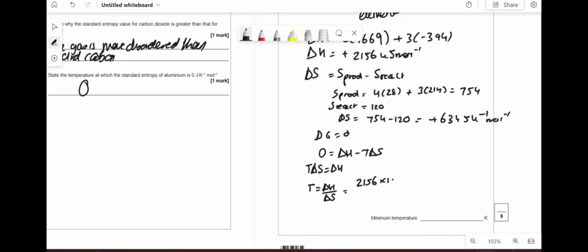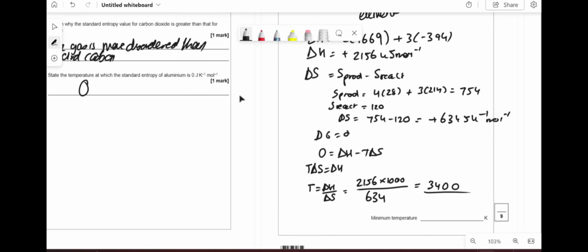We need to convert that to joules per mole, so it's going to be times 1,000 divided by the entropy change, which we worked out to be 634 joules per Kelvin per mole. If we do that, we should get 2156 times 1,000 divided by 634, which is 3,400 degrees Kelvin.